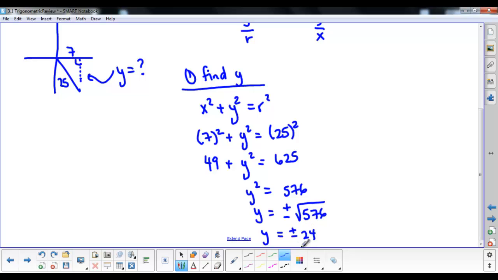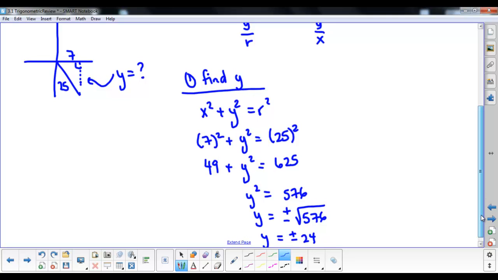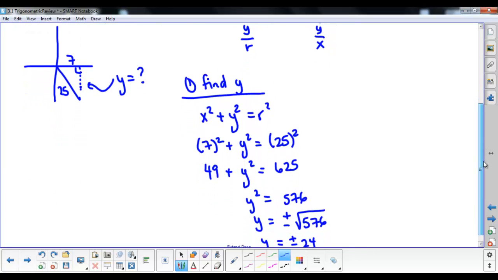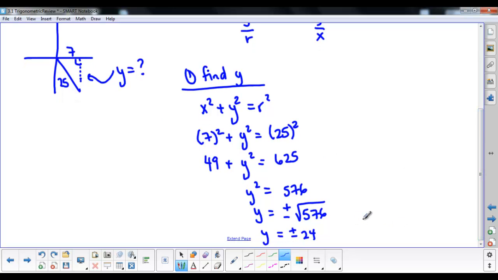But how do we know which one it is? Is it positive 24 or is it negative 24? Well, that is where the 4th quadrant is very important. Because in the 4th quadrant, as you can see from our diagram, we go down on the y-axis. So the only one we're going to focus on is y equals negative 24.